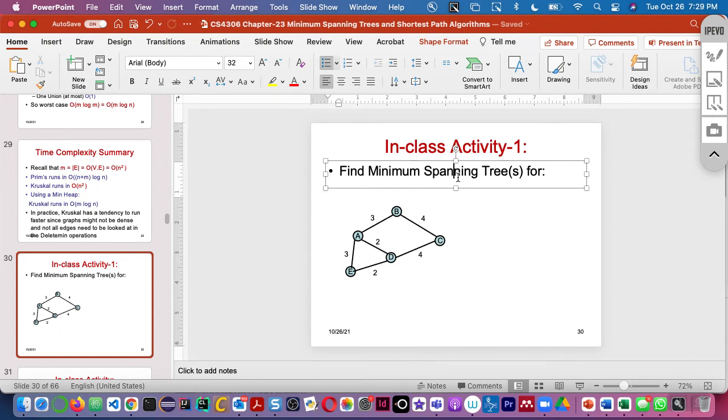Okay. So, first of all, we need to take either this one, these 2 or these 2, either A to D.